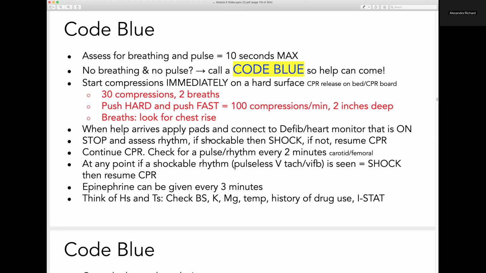For breathing, you can look and see if their chest is rising and falling. Remember, in children, they usually breathe from their belly. Like babies usually breathe with their belly. But either way, look and see. Put your hand on their chest if you have to. If they're not breathing and don't have a pulse, you call a code blue so that help can come.